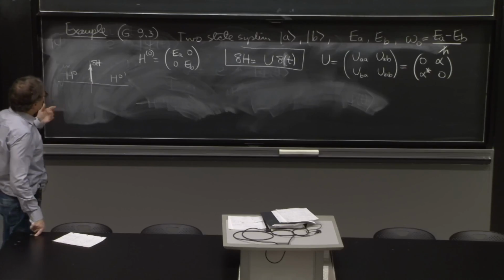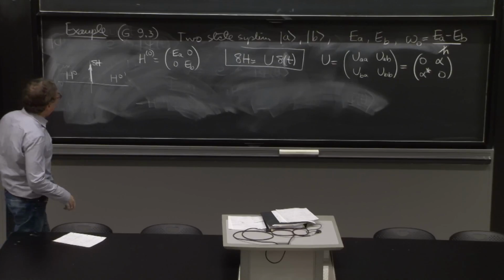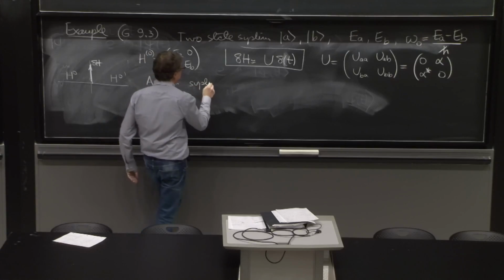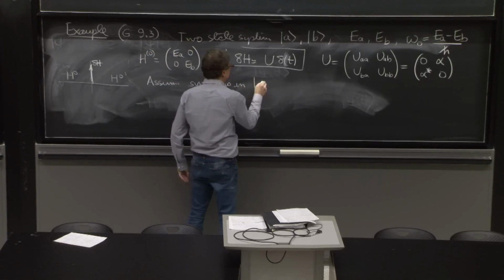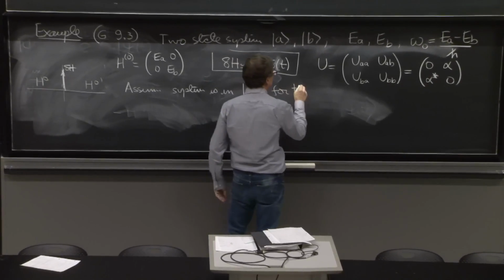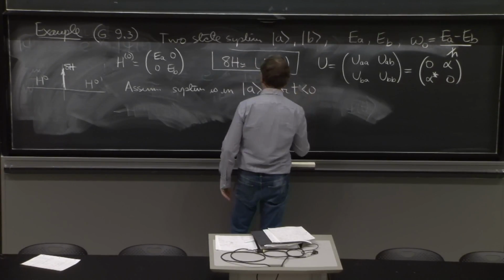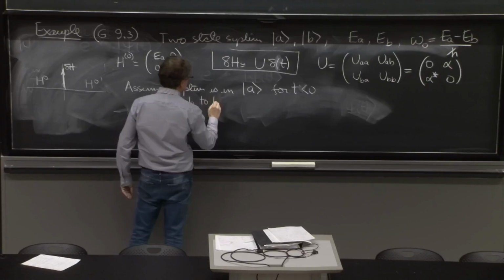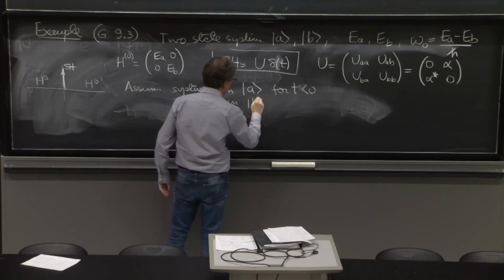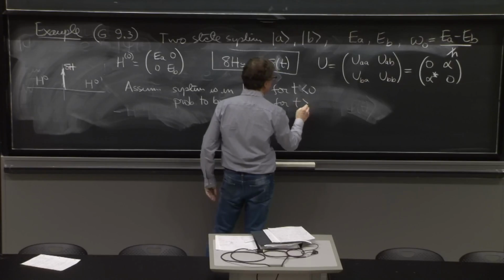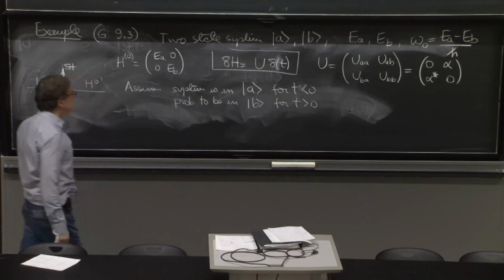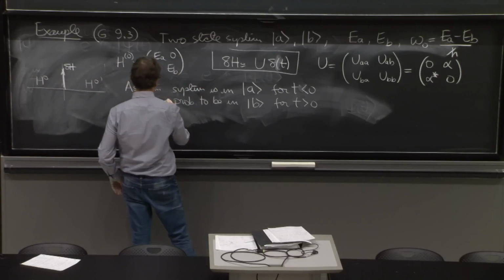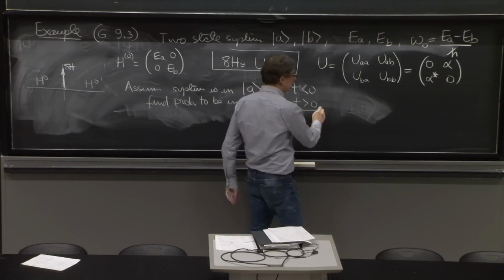We're going to try to figure out what's going on, but the question will be posed as follows. Assume the system is in the state A for t less than 0. What is, let's ask, the probability to be in the state B for t greater than 0? Find the probability to be in B for t greater than 0.